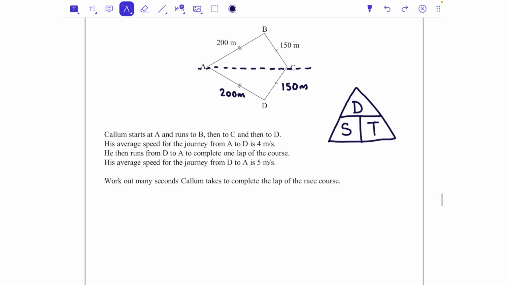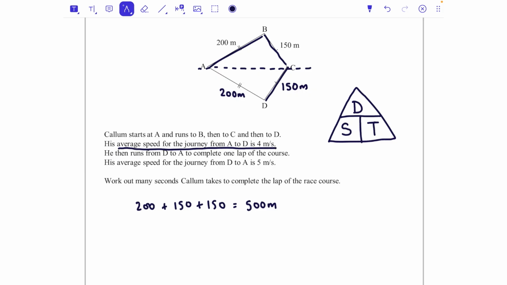And so that's why it's on its side. But those values are going to be the same on each side. So we know that from A to D, up here, here, and here, in total, that is 200, add 150, add 150, and that is 500 meters. And the average speed for the journey from A to D is 4 meters per second. So we know that the distance was 500 and the speed was 4. If I want to know how long that took, I'm going to do the distance, 500, divided by 4, and we can use our bus stop for that.